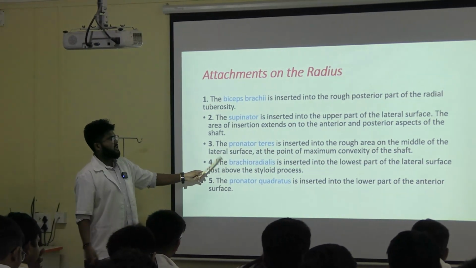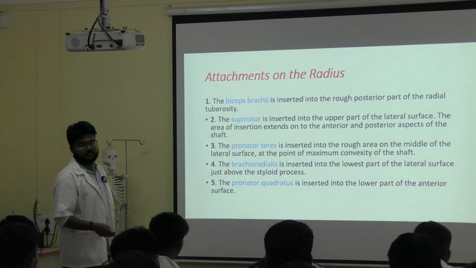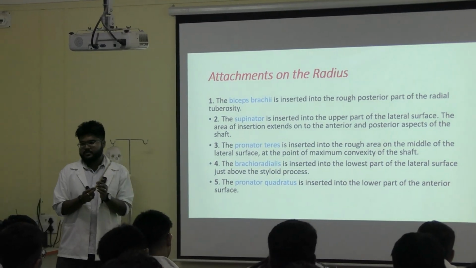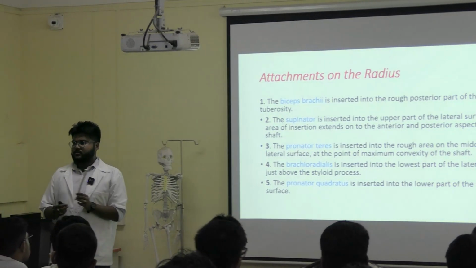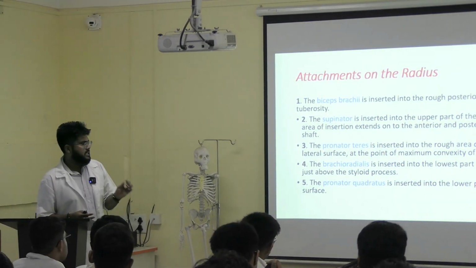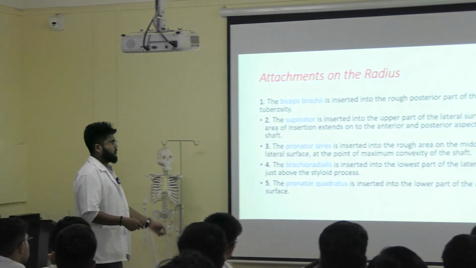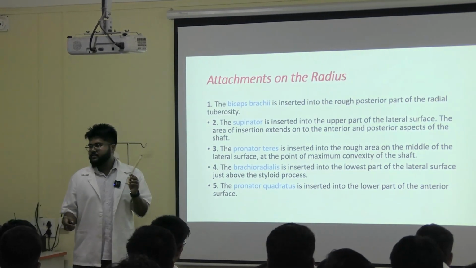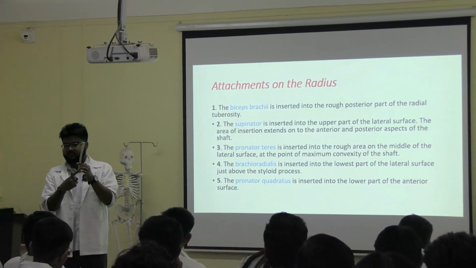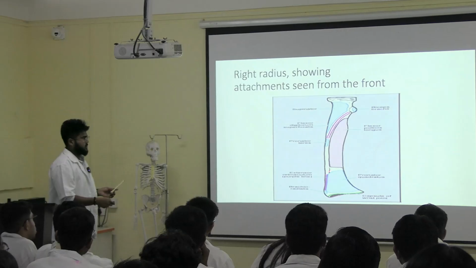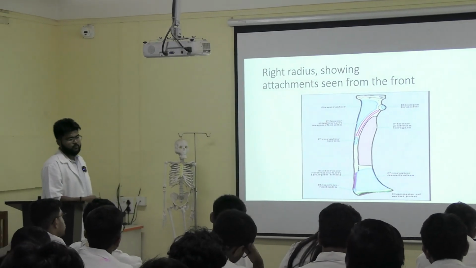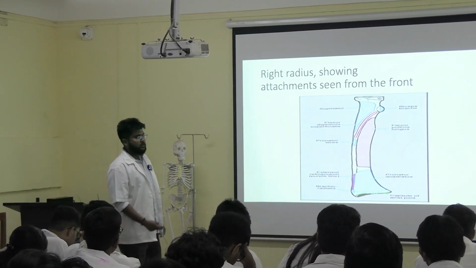Next, the brachioradialis has a small attachment here, just remember, at the styloid process. Next, the pronator quadratus. Where is it located? The pronator quadratus is attached to this smooth surface.